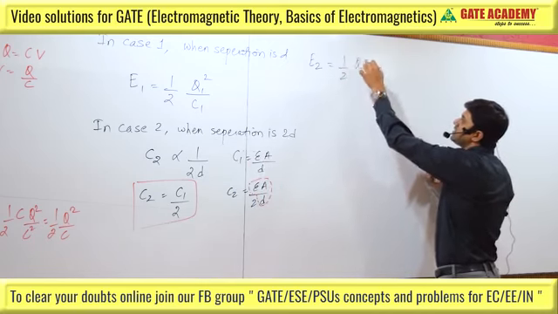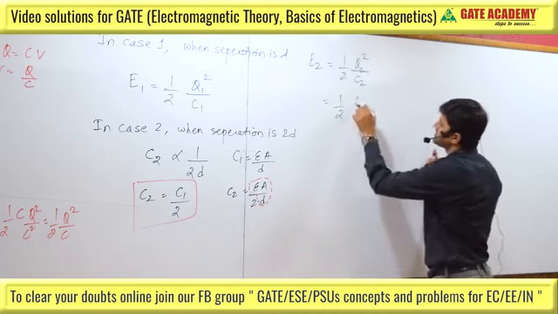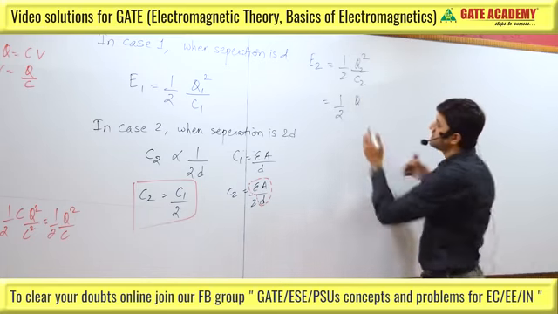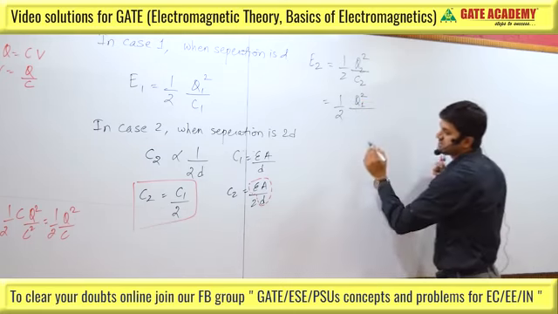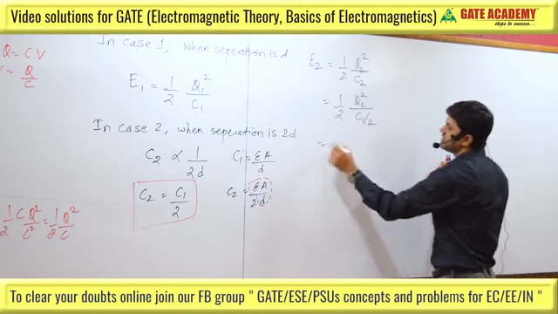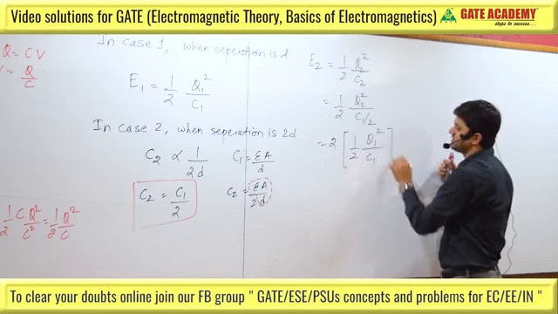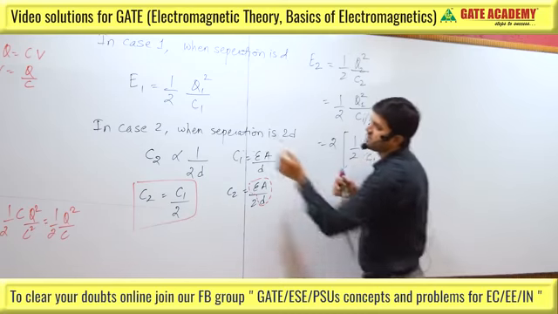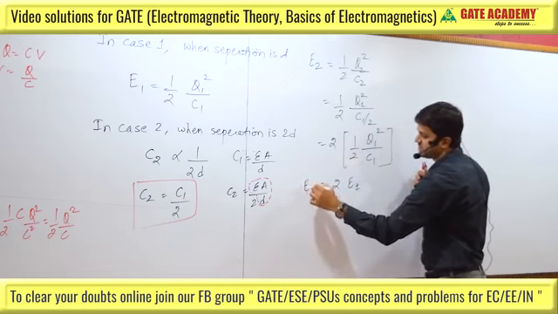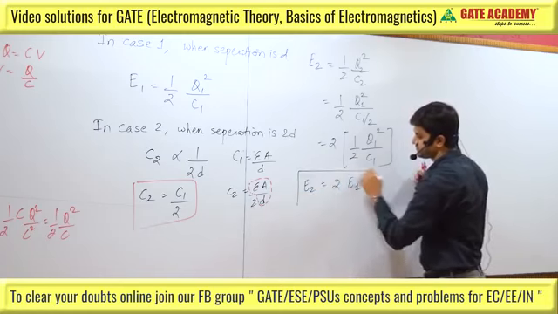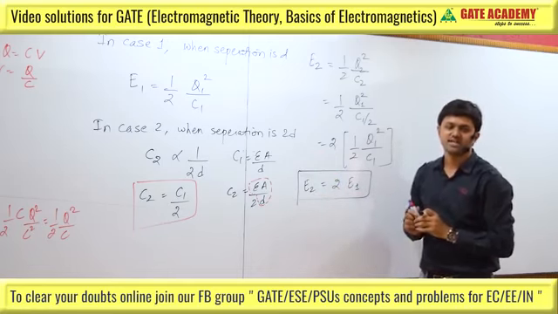This is 1 by 2 Q2 square upon C2. Q2 equal to Q1, because the charge should be the same, and C2 is C1 by 2. We can also write it as twice of 1 by 2 Q1 square upon C1, and 1 by 2 Q1 square upon C1 is nothing but E1. So this is 2 times E1. So the energy stored when the separation is 2D is nothing but 2 times E1. Hence the correct option is option A.